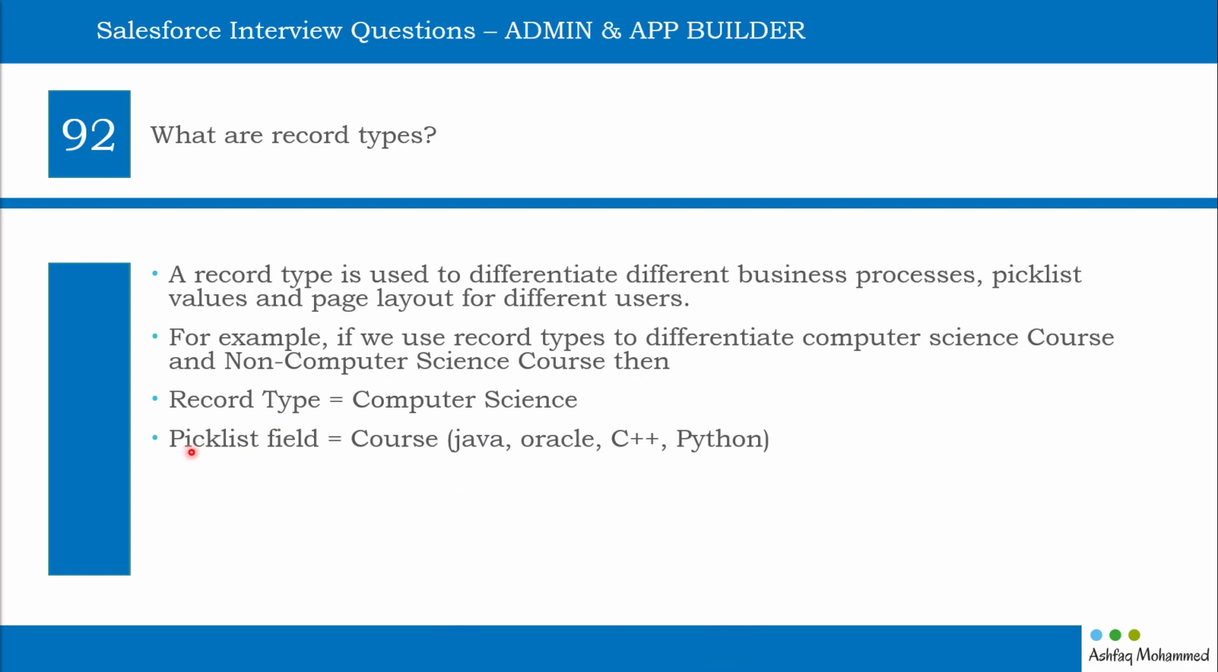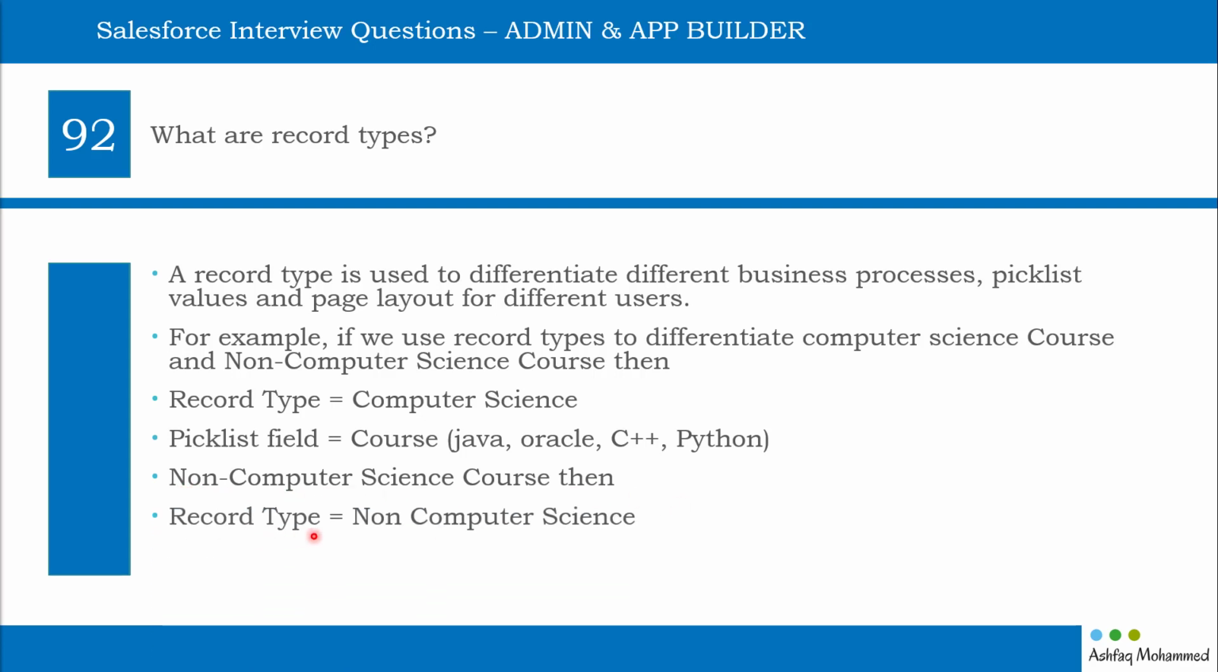The next important thing is picklists also. It can differentiate the values of a picklist. Let's say I have 10 values in the picklist, but for computer science I just want to show these 4 only. Even then we have to use record types. Another record type I've created is non-computer science, with record type equals non-computer science, and then a picklist value for course. Course is a field here.